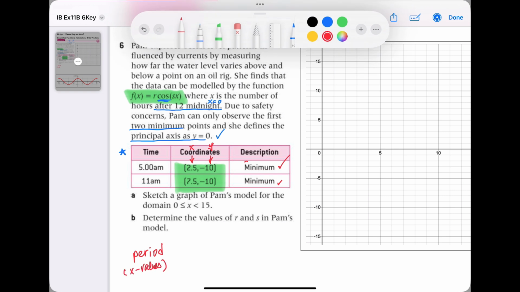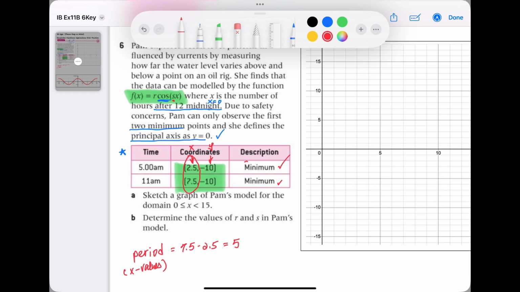Period, it's all about the x values. How long does it take me to complete a cycle from maximum to maximum or from minimum to minimum, things like that, right? So all you need to concentrate on will be my x value. So the period will be equal to 7.5 minus 2.5, and that is equal to 5.